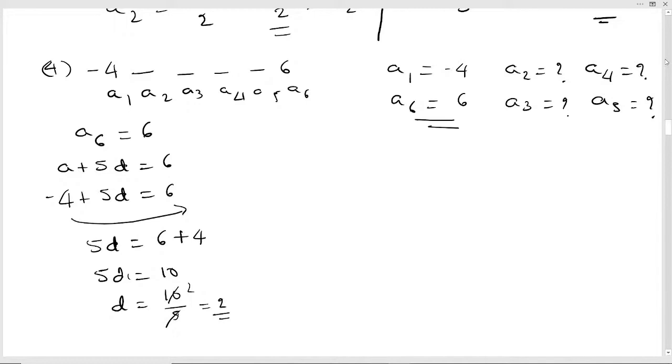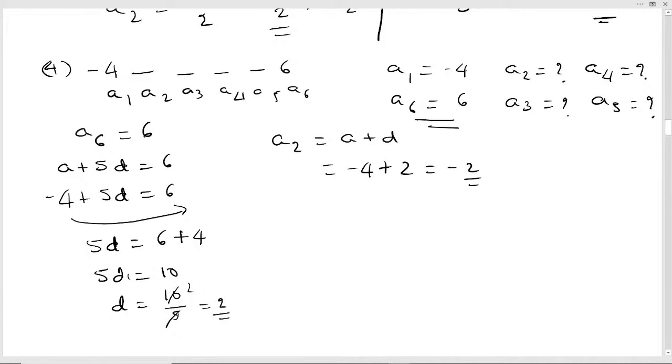So therefore the second term they have asked. So the second term formula will be a plus d. Now you know the two data, nothing but you know the first term as well as the common difference. The first term is minus 4 plus the common difference, now only we got, nothing but 2. So it's 2, correct? So minus into plus is minus. So therefore minus 4 plus 2 is minus 2.